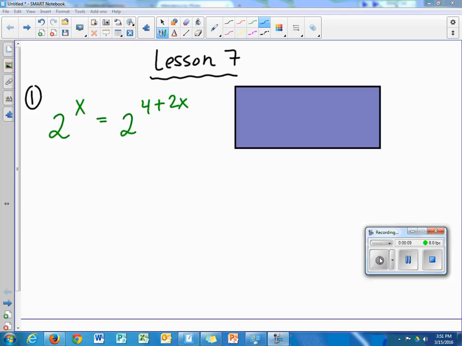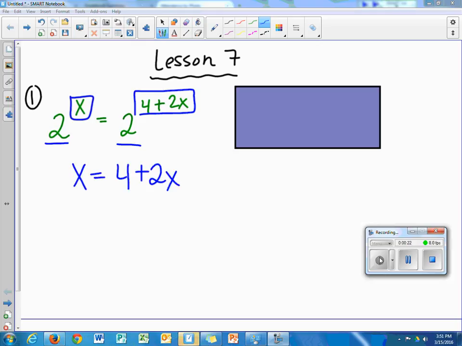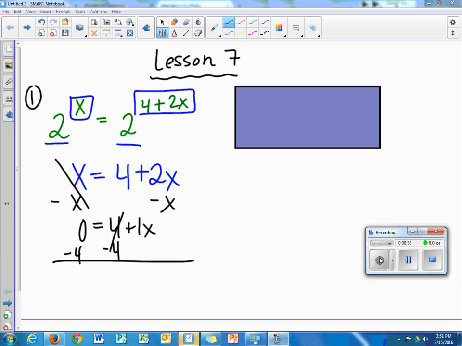Okay, in front of us here, notice that the bases are the same. So automatically, the exponents, you set them equal to each other. So x equals 4 plus 2x, and then from here you solve for x. And this is algebra 1, you guys, so go ahead and subtract x here. So now we get 0 equals 4 plus 1x, and then the last step is to subtract 4. Now we get negative 4 equals 1x, or just x, and this is the final answer.